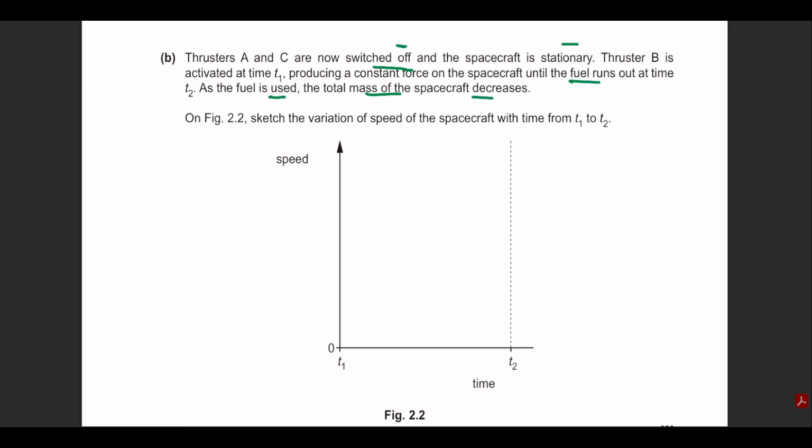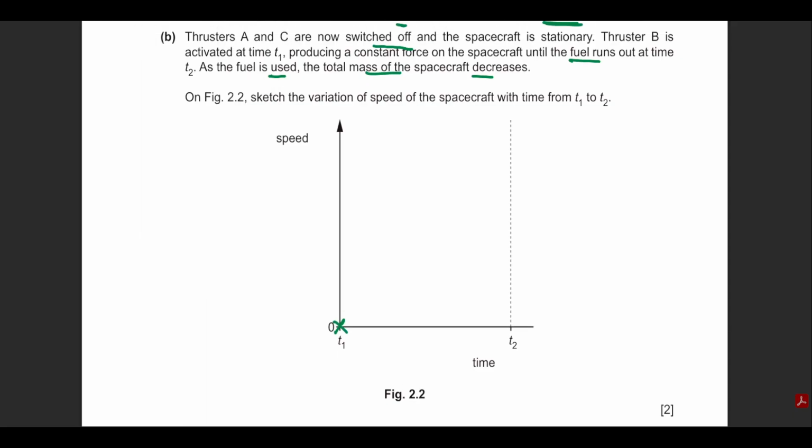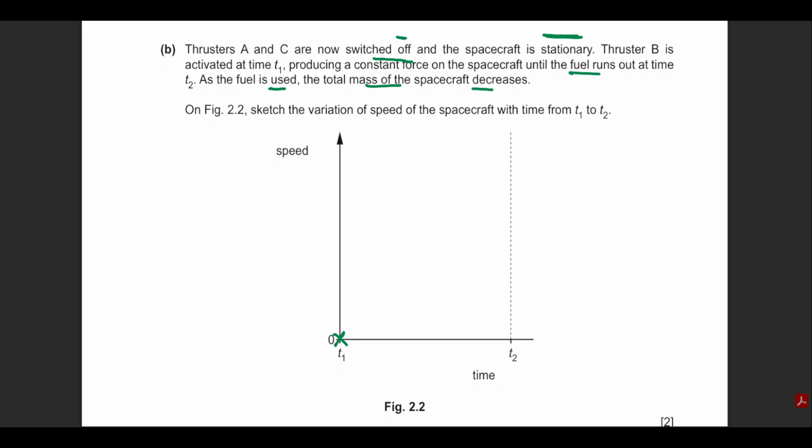So from t1 to t2, thruster B is activated. Okay, thruster B is activated at t1. Since it's stationary, the graph has to start from the origin. It's not moving at that time. And since A or C are not working at this moment, only B is working. So the speed will increase due to constant force. Now notice what's going to happen.